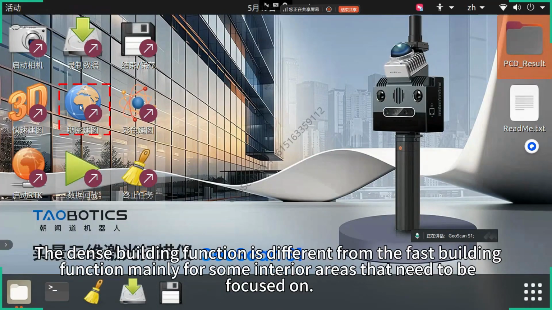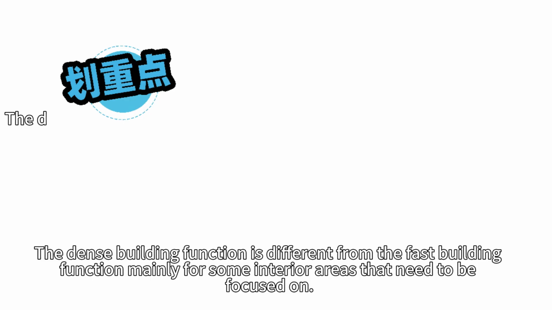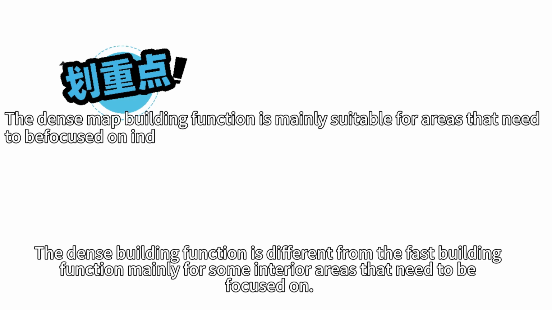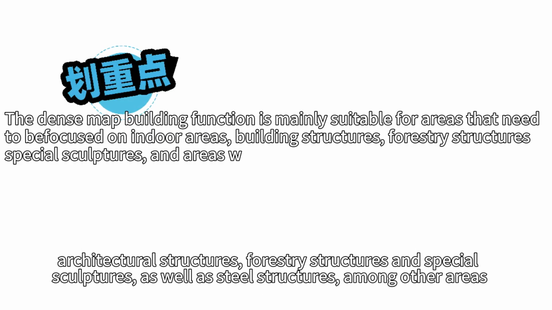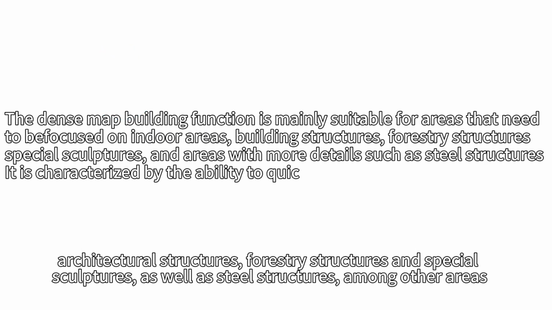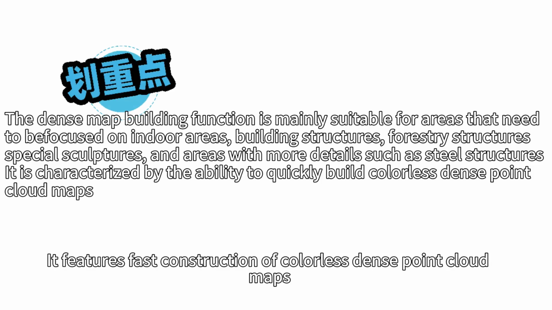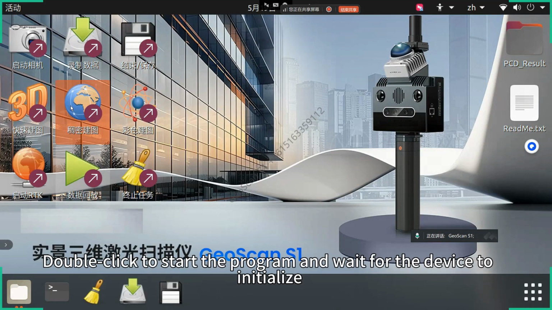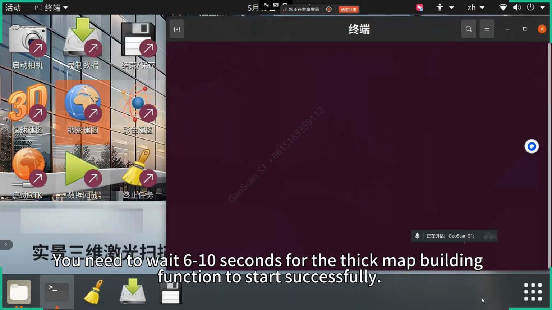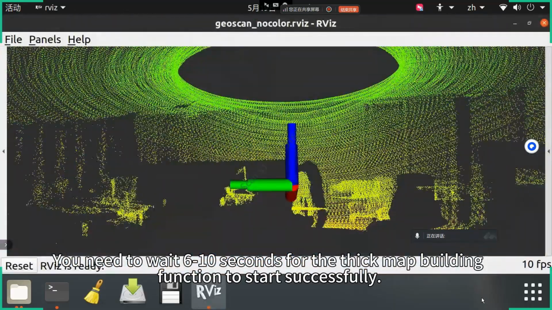The dense building function is different from the fast building function, mainly for some interior areas that need to be focused on, architectural structures, forestry structures, and special sculptures, as well as steel structures, among other areas. It features fast construction of colorless dense point cloud maps. Double-click to start the program and wait for the device to initialize. You need to wait 6 to 10 seconds for the dense map building function to start successfully.